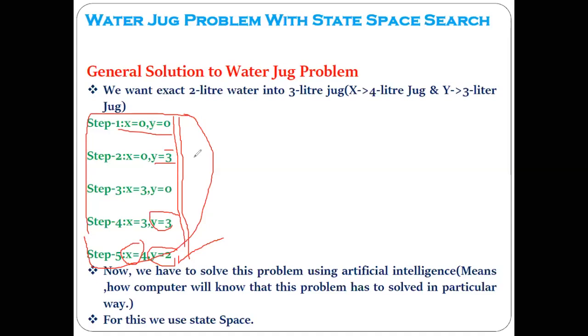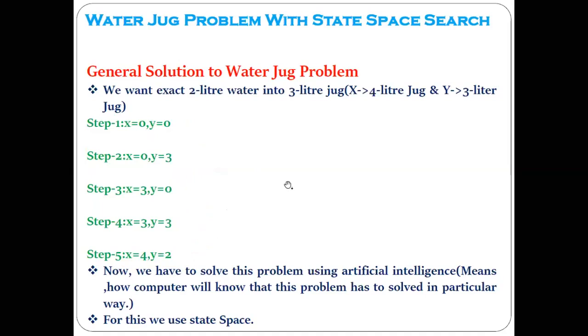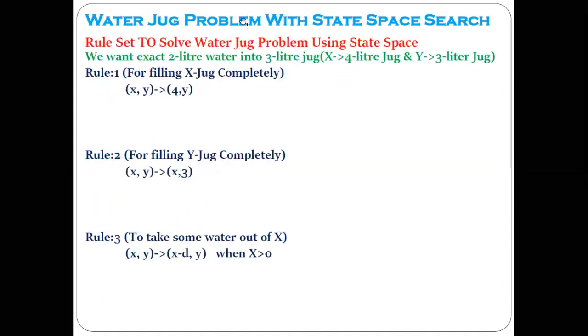So that you have to try in which different way you can get exactly 2 liter of water into the 3 liter jug. Okay, got the general solution? Yes, sir. Okay. Now, as I said, we have to solve this problem using the technique that is the state space. Okay, so that this kind of technique can be utilized for the AI agent to solve such kind of problems.